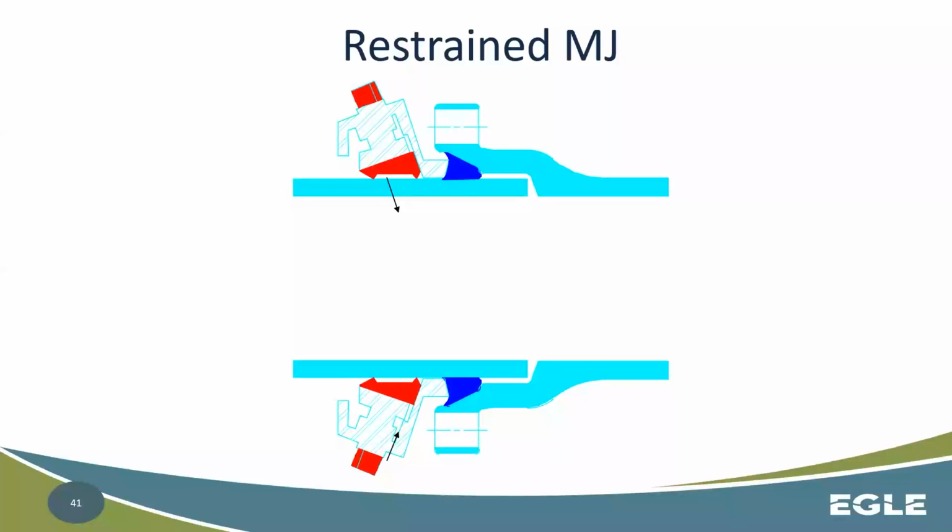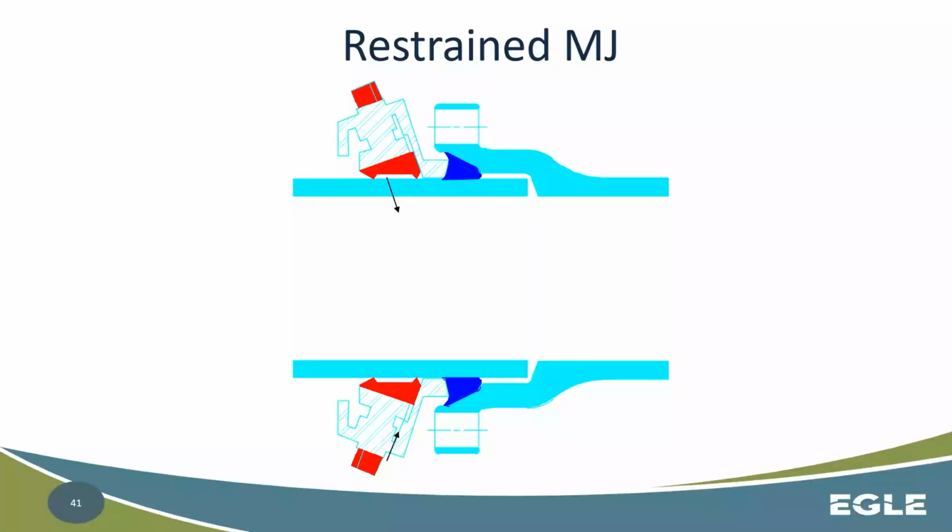This is very different from a restrained mechanical joint. Okay, so as you can see here, this is actually being driven down into this point. Yes, it is also holding a joint in place, or holding a gasket in place, but it is pinching along this pipe wall and creating a nice tight seal, and does contain some thrust.